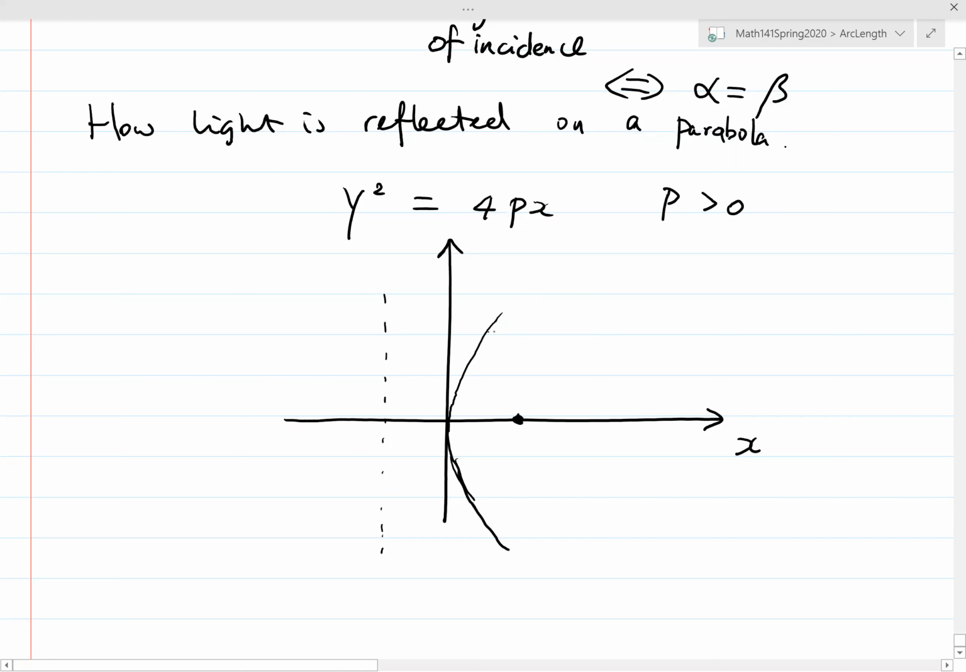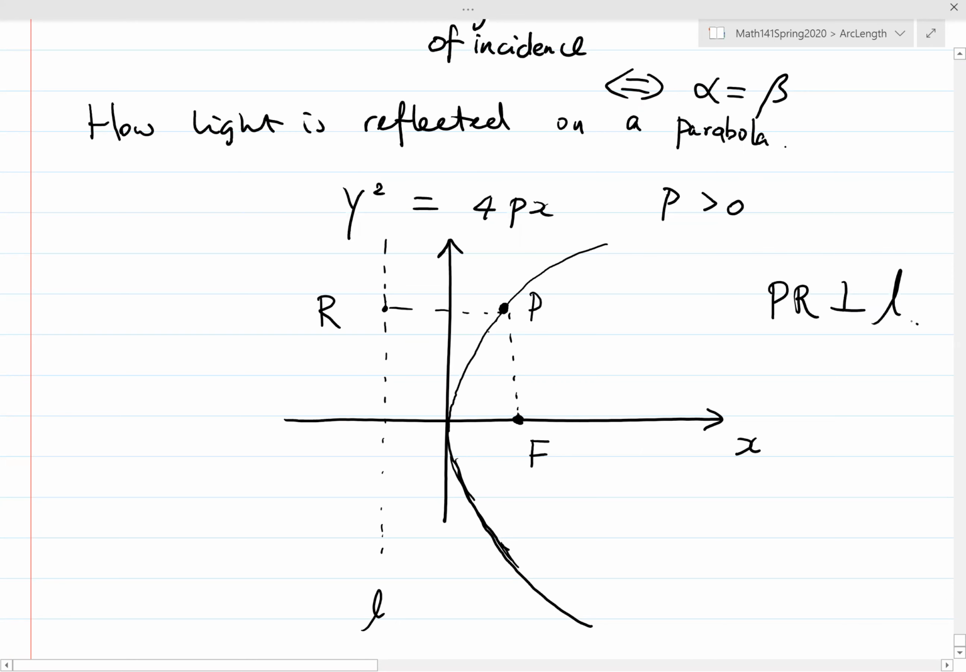Any point P on this parabola, then we have F, and the directrix is the line L. We have PR perpendicular to L, and PF equal to PR, by the definition of a parabola.